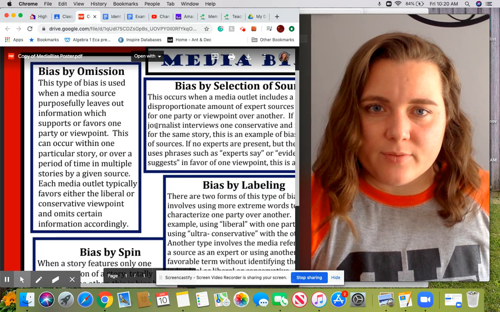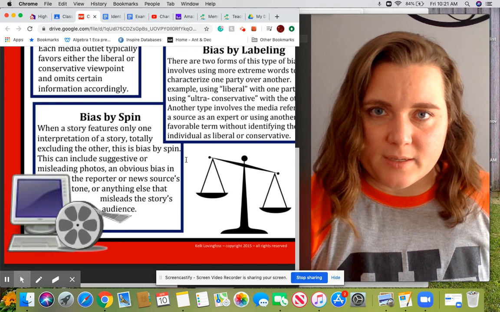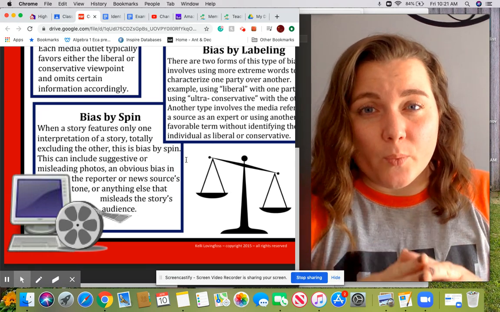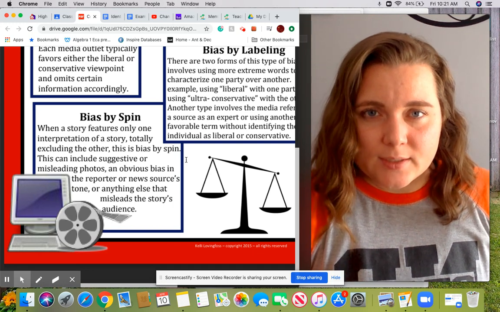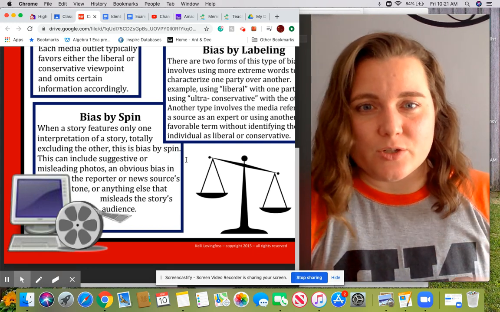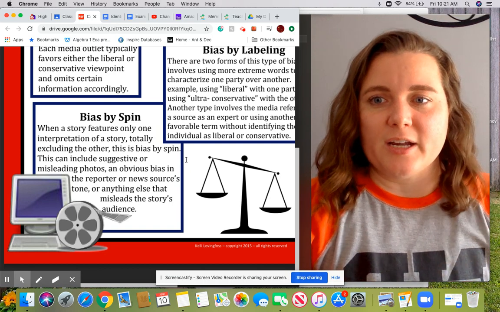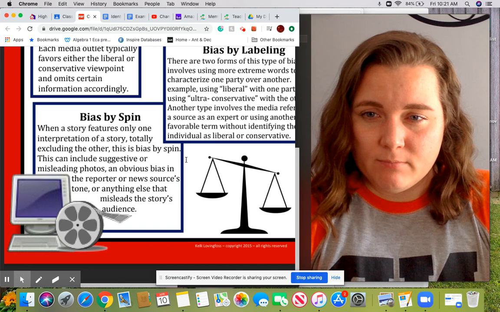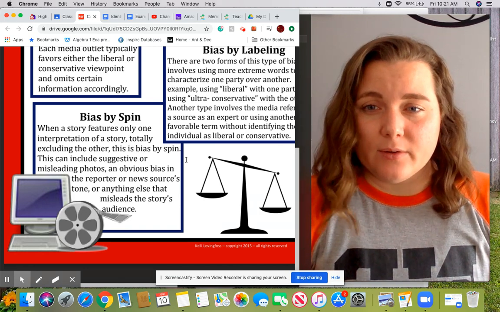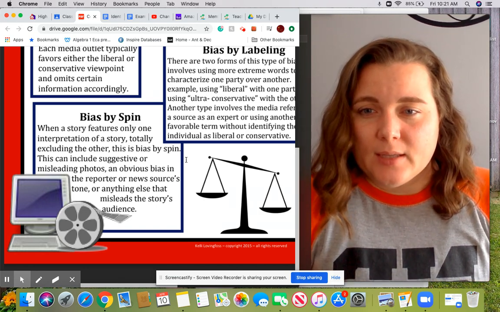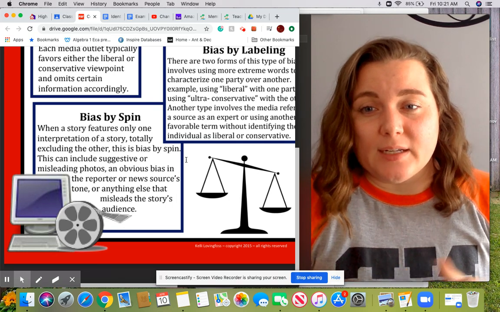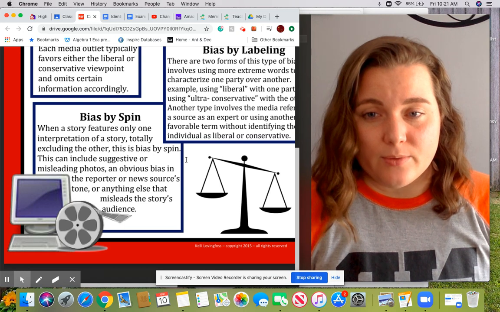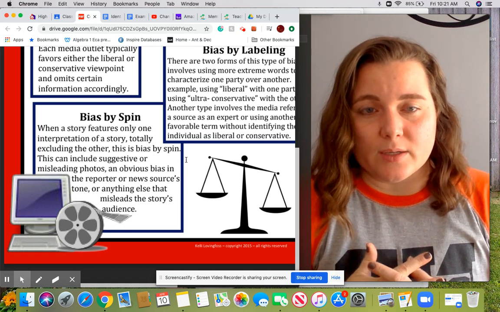The second type of bias that is most commonly used is bias by spin. You ever had somebody twist one of your stories? You ever had somebody put words into your mouth? That's spinning. When people spin a story to make it fit their own narrative, it's bias by spin. So when a story features only one interpretation of a story, it totally excludes the other. This is bias by spin. This can include suggestive or misleading photos, an obvious bias in the reporter's or news source's tone, or anything else that misleads the story's audience.